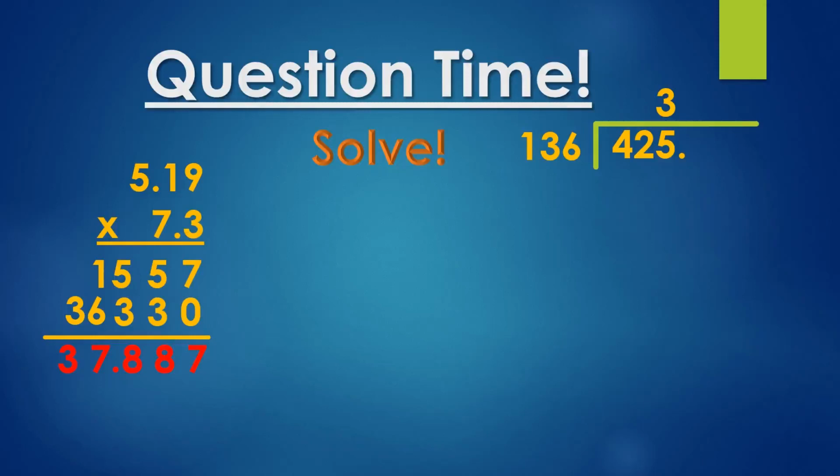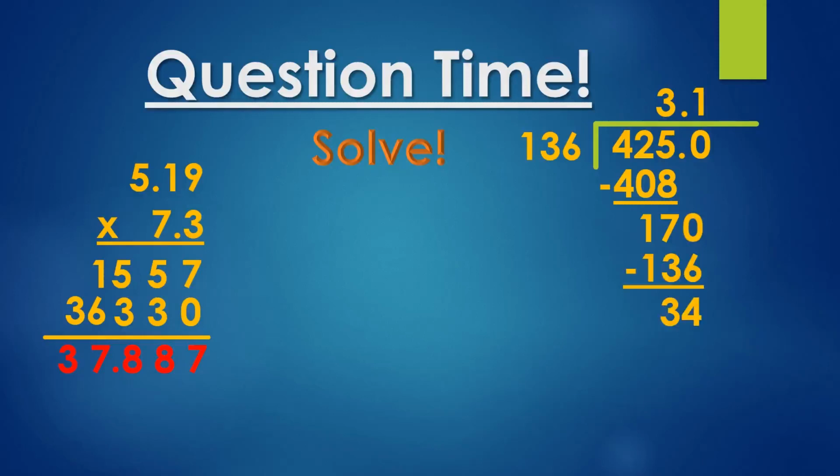136 can go into 425 3 times, which is 408. We subtract and get a remainder of 17. So, since we have a decimal after the 5, we can add a 0 and drop it down. 136 goes into 170 one time. Let's move our decimal up. It rises to the top. We get 1 time, which is 136, and we get a remainder of 34.